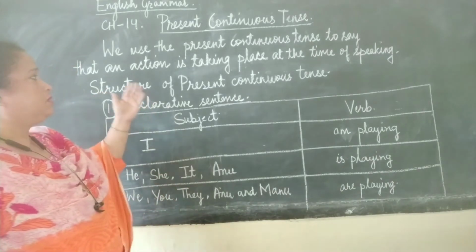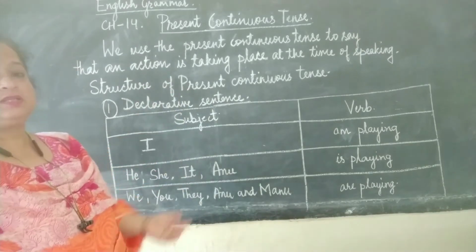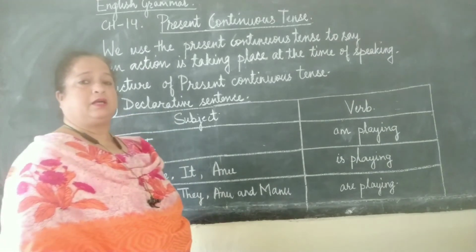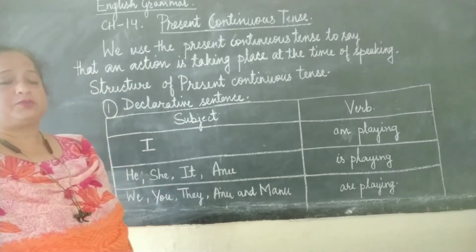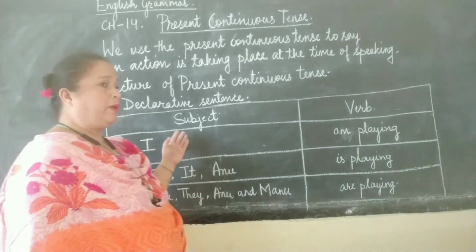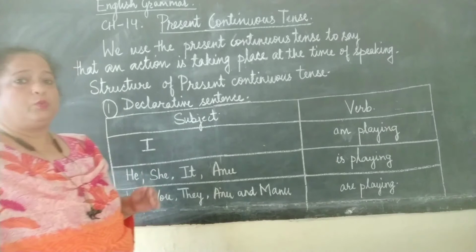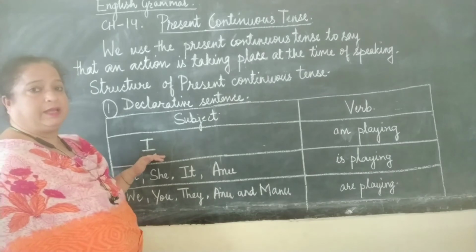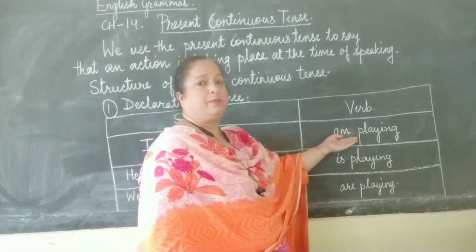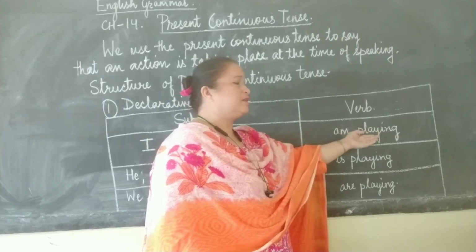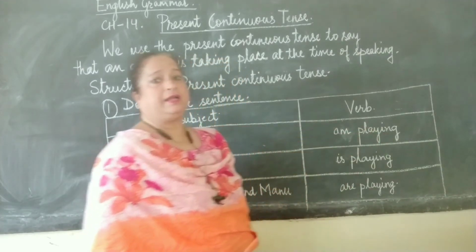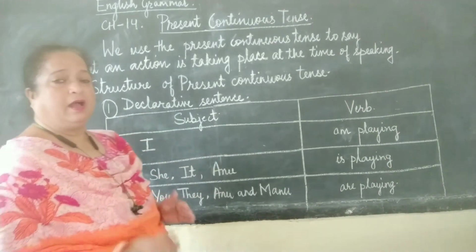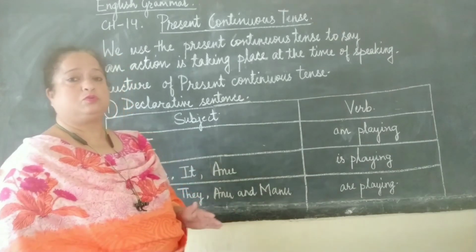So what is the structure of the present continuous tense? There are three structures that I am going to explain to you. One to form declarative sentences, the other for the negative sentence, and then the interrogative sentence. While forming declarative sentences, we need to pay attention to the subject. When our subject is I, we use the helping verb am, and along with that I have written play and added the ing form of the verb, that is playing. That means at present I am playing and I am continuing to do so.